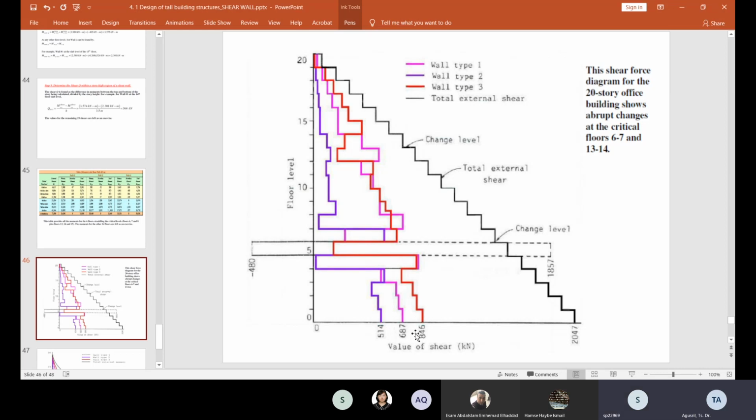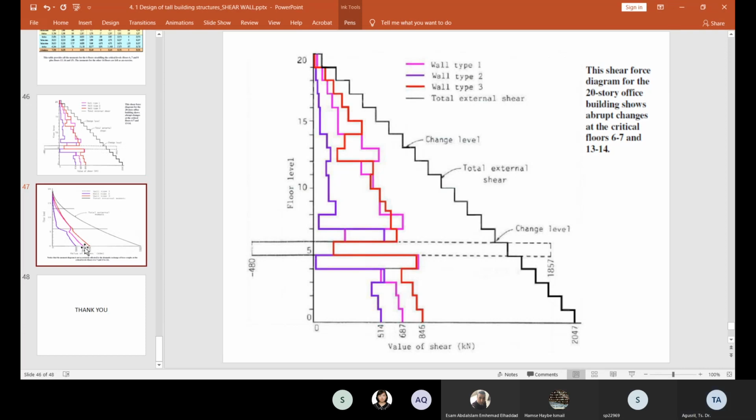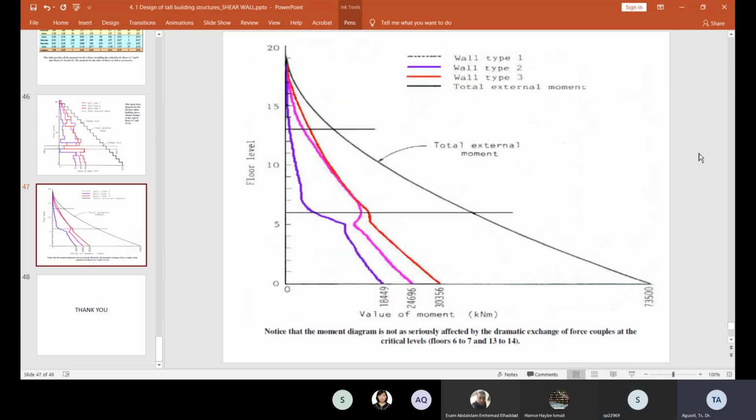Okay, and then you can see here at the change level, there will be changes on the shear diagram. And then this shear diagram decreases from the foundation to the rooftop. And the bending moment is the same thing. The bending moment also will decrease and become 0 at the rooftop.